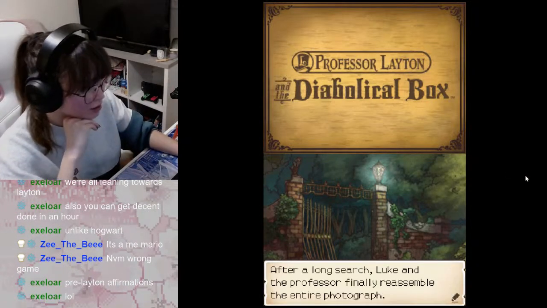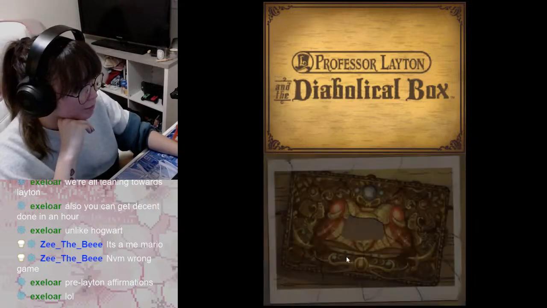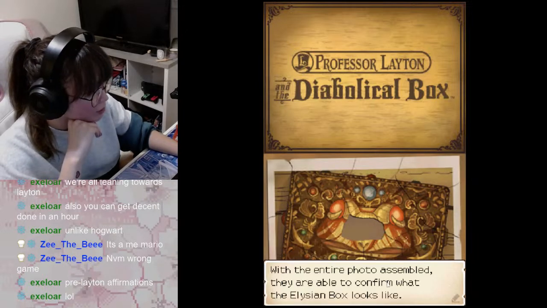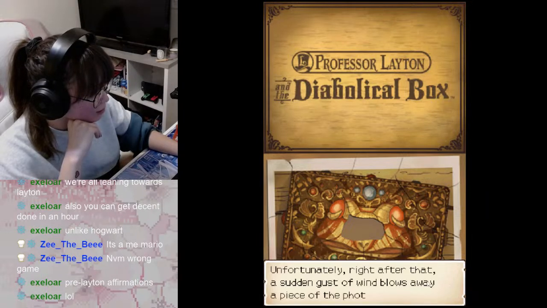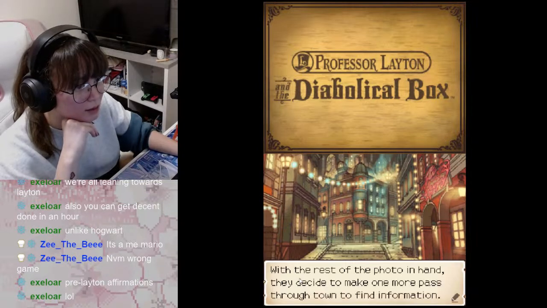After a long search, Luke and the professor finally reassemble the entire photograph. Oh yeah, okay. With the entire photo assembled, they are able to confirm what the Elysian box looks like. Unfortunately, right after that, a sudden gust of wind blows away a piece of the photo. How inconvenient. Pre-latent affirmations?